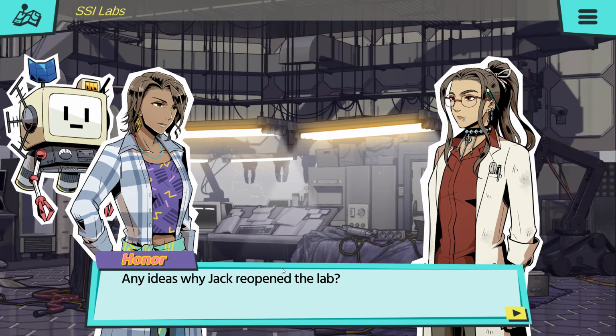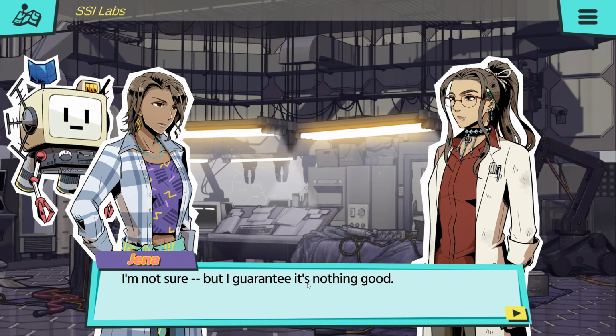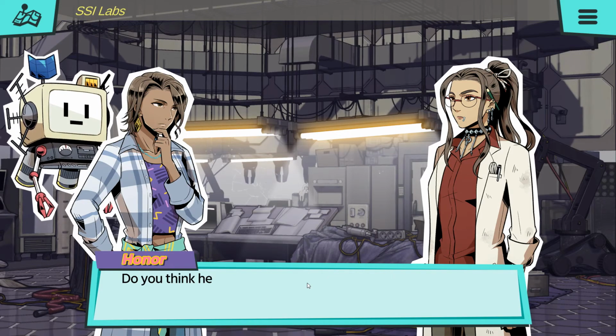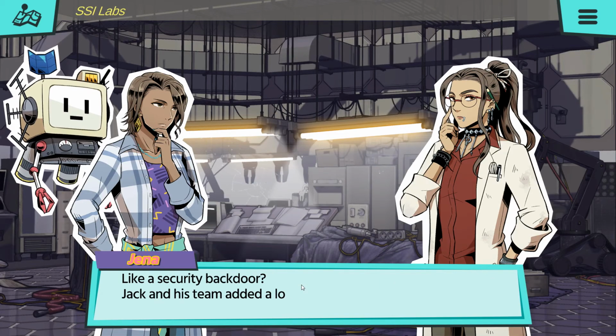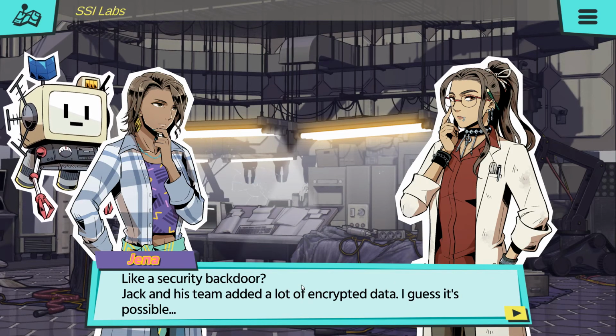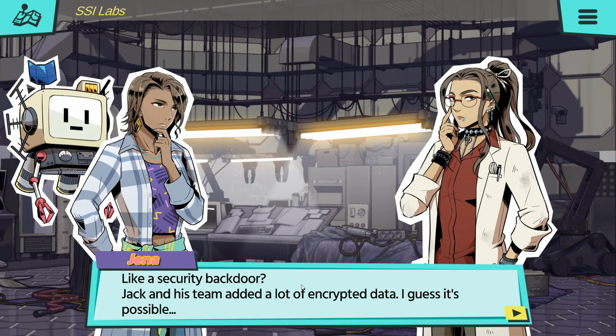Any ideas why Jack reopened the lab? I'm not sure, but I guarantee it's nothing good. Do you think he's looking for some way to take control of Scout? Like a security backdoor? Jack and his team added a lot of encrypted data. I guess it's possible.